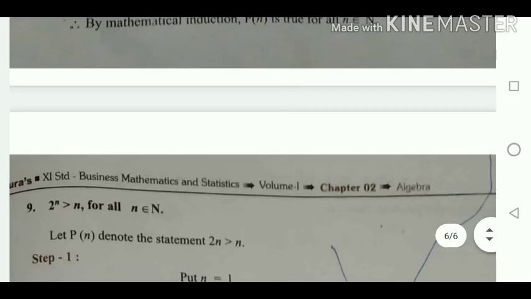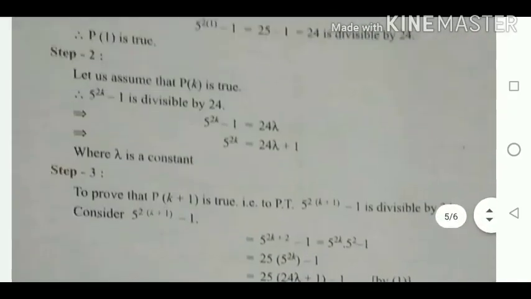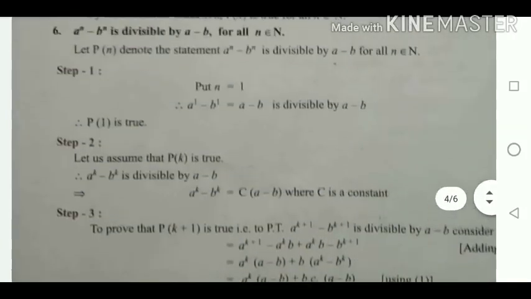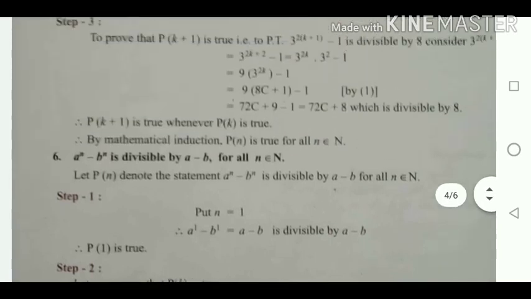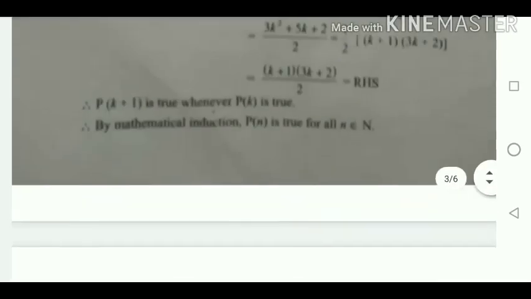Okay. So nearly 8 sums we finished today. For these sums you have to follow the 3 steps. First, put n equal to 1, prove that P of 1 is true. Second step, put n equal to k, prove that P of k is true. And put n equal to k plus 1, prove that P of k plus 1 is true. This is the model for mathematical induction.